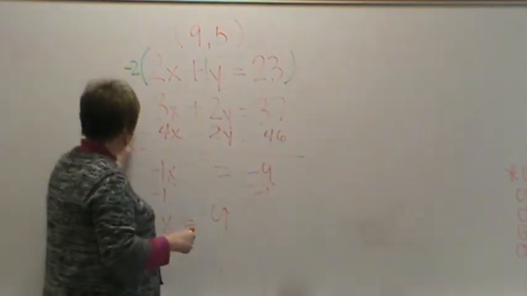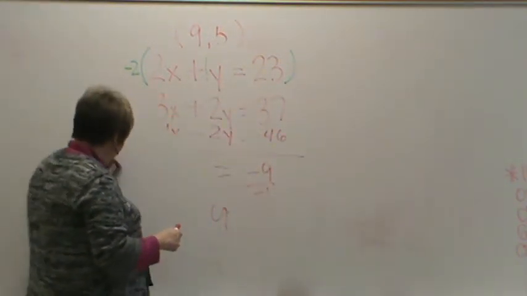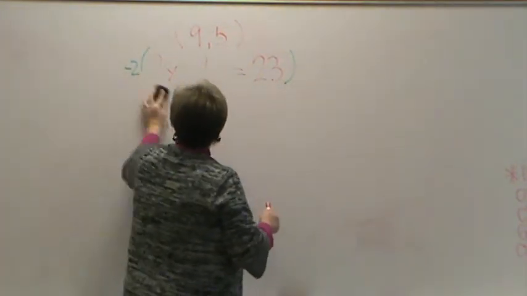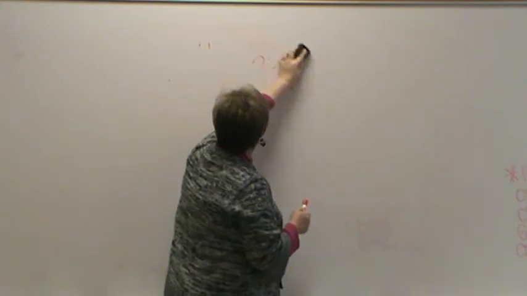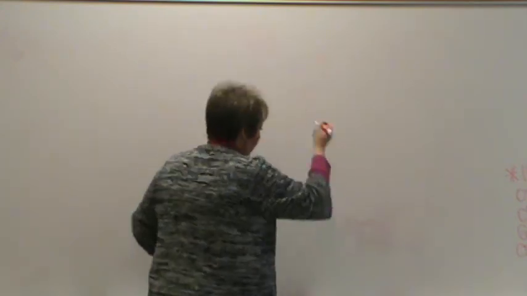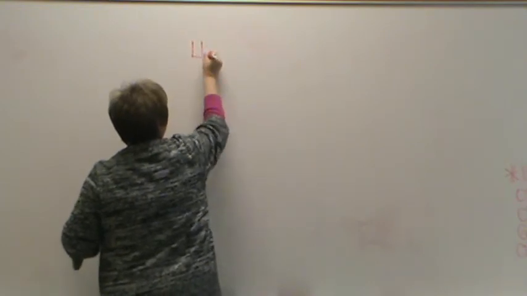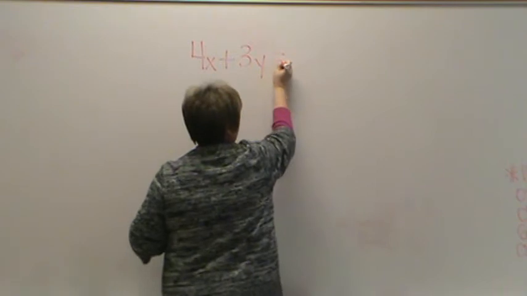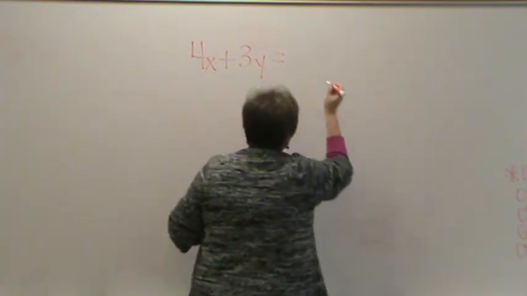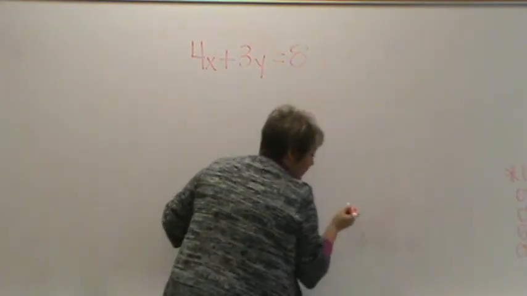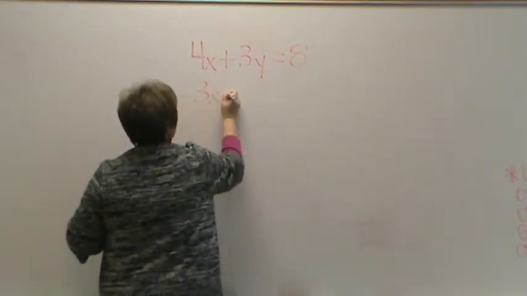One more. I'm going to see what you can do with one more, and then I'm going to tell you what I want you to do without me. 3x minus 5y.